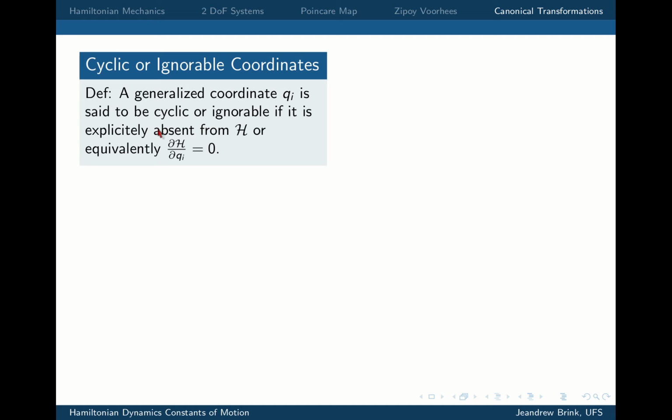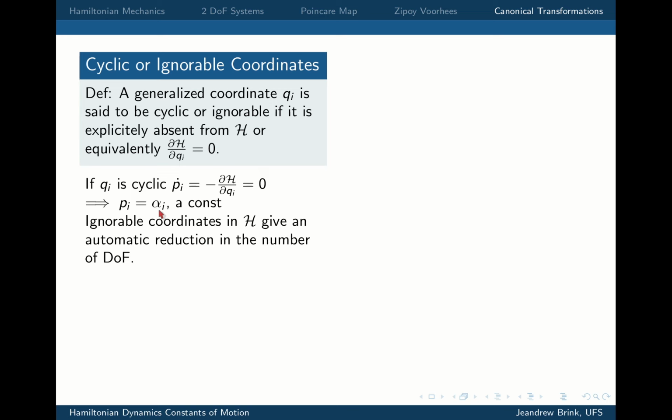Okay, it's cyclic or ignorable if it's absent from the Hamiltonian, so its derivative dH/dq_i is 0. And you also have that if q_i is cyclic, then p dot equals minus dH/dq_i equals 0, and therefore p is equal to a constant. So every ignorable coordinate has a momentum that is constant. And now the game is that ignorable coordinates in H give an automatic reduction of the degrees of freedom, just like we went from 4 dimensions to 2, because we could put the constants into the Hamiltonian instead of the momenta.